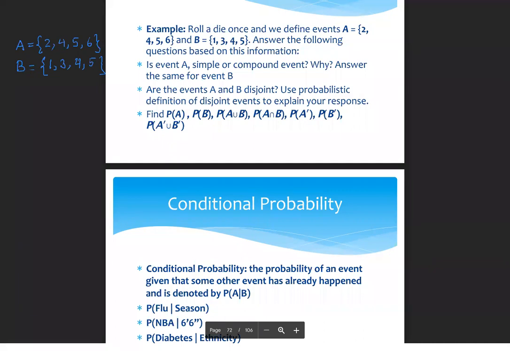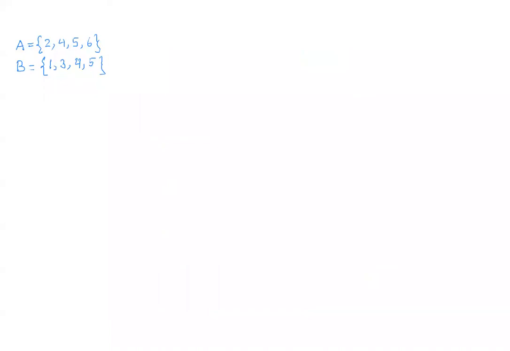Now, let's go ahead and hide these things. So let's do one by one. Is A a simple event? Same for B. So let's answer the first question. Is A a simple event? If yes, explain. If no, explain. Yes, it's a simple event because if it was compound, it would happen twice. Simple events can happen once.